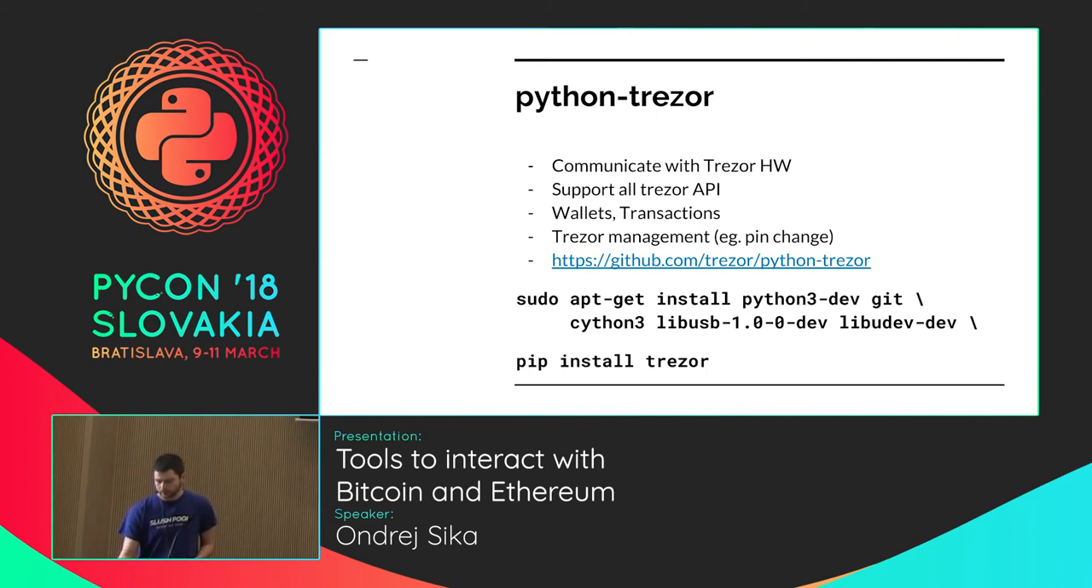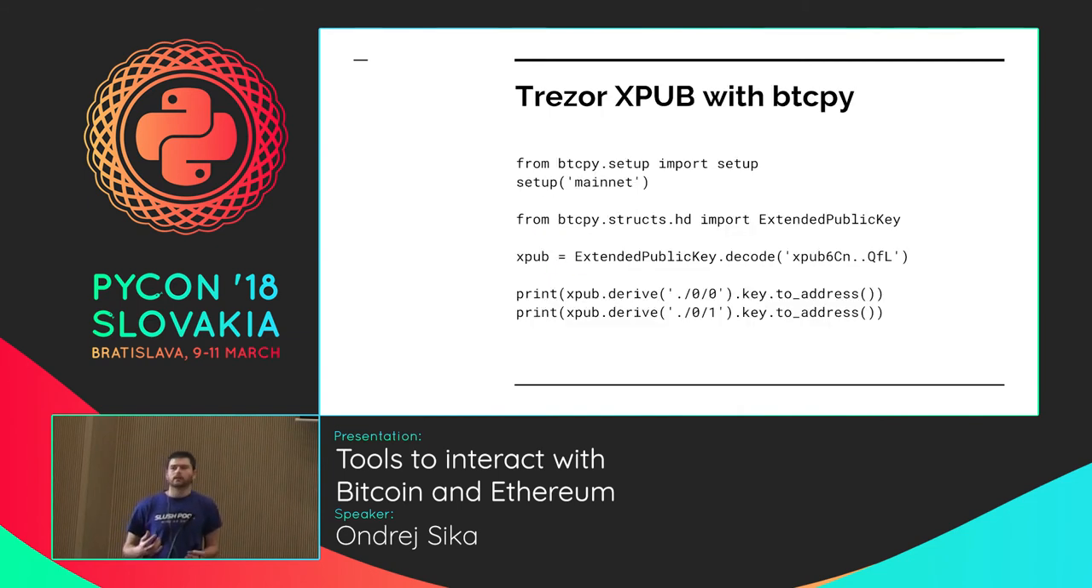Install the Trezor library, and you can work with your hardware wallet in Python. You can call any Trezor API in Python, like set home screen or change pin or generate address or sign transactions. Anything you can do with Trezor on the Trezor wallet website, you can do in Python.